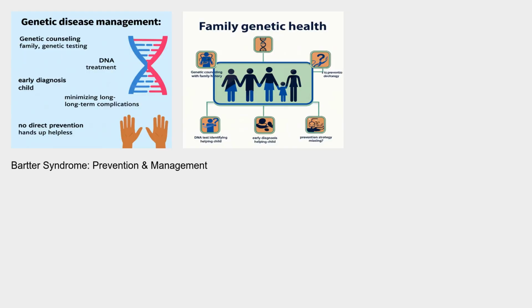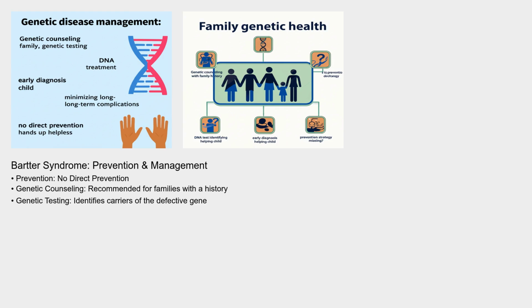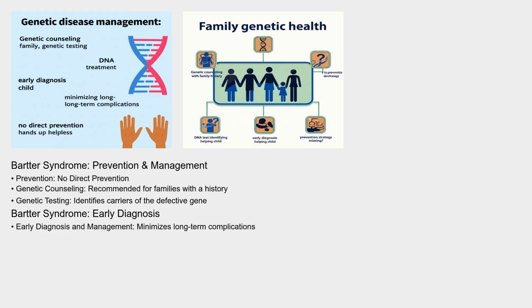Because Bartter syndrome is a genetic disorder, there is no direct way to prevent it. Genetic counseling is recommended for families with a history of the condition who are planning to have children. Genetic testing can identify individuals who are carriers of the defective gene, allowing them to make informed decisions about family planning. Early diagnosis and management are crucial to minimizing the long-term complications of Bartter syndrome.